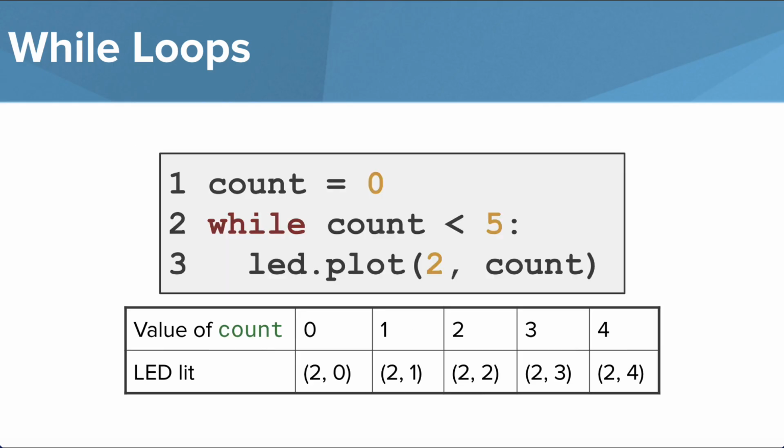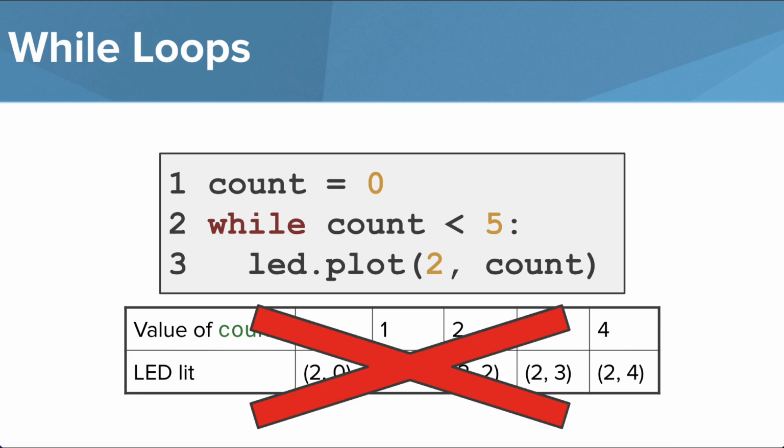Here we are setting a variable count equal to 0. The loop is repeating while count is less than 5. Every time the loop runs, the LED at coordinate point 2, count is lit. So we are expecting the loop to light LEDs at 2, 0, 2, 1, 2, 2, 2, 3, 2, 4, and then stop. But this actually is not happening.